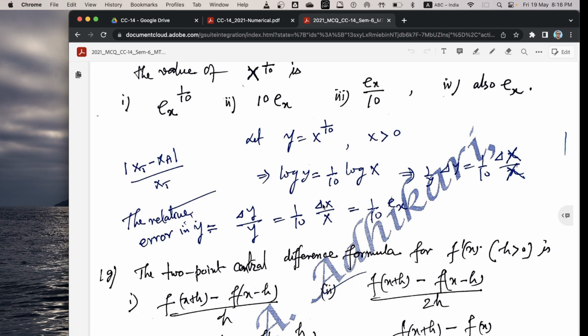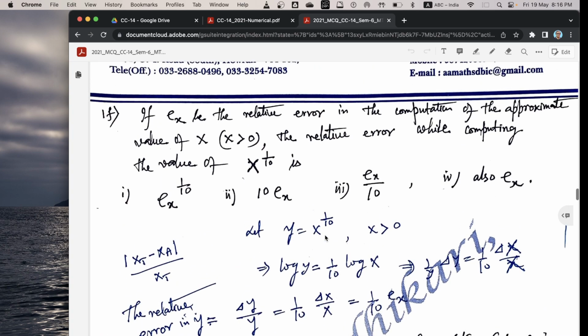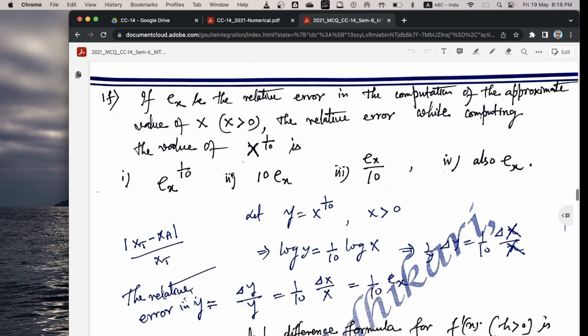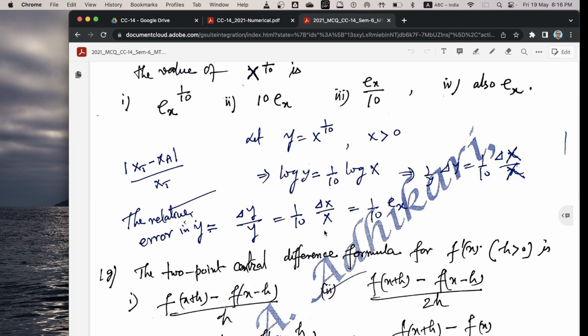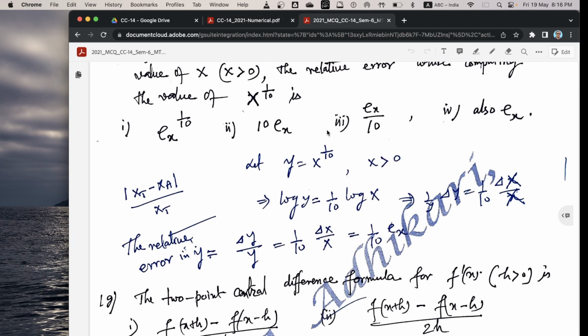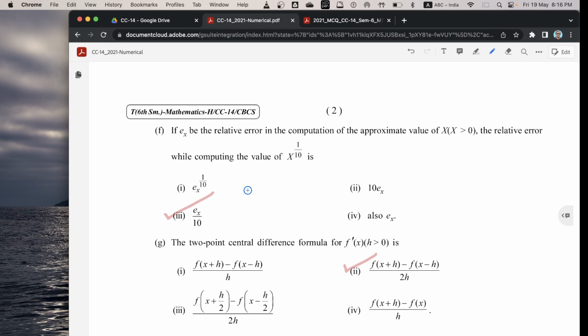Now delta x by x is the ex, because ex is the relative error in computation of the approximate value of x. So the value of ex is delta x by x. So we put this in. The relative error in y, that is ey, equals delta y by y, which is equal to 1 by 10 ex. So the correct answer is 3. Next question.